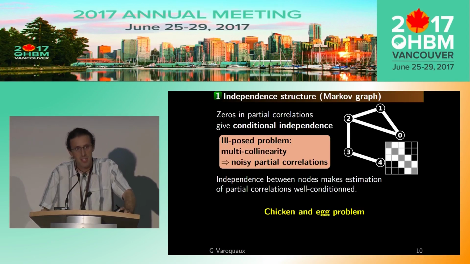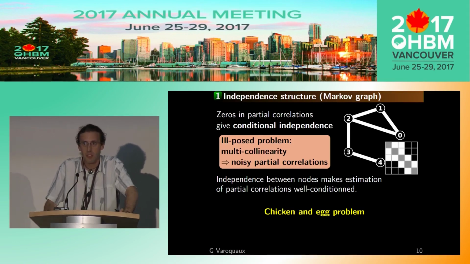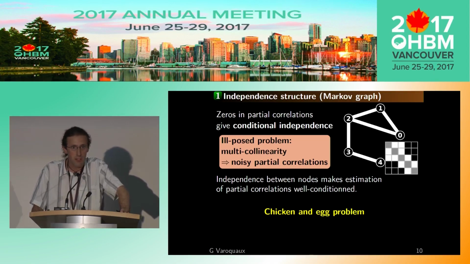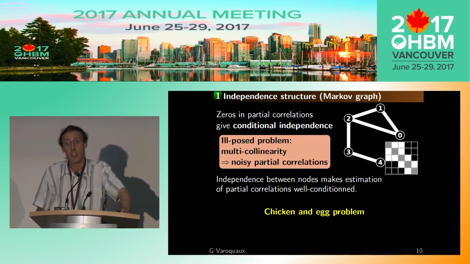Now the problem is we don't have a lot of data. So I have an extremely ill-posed problem here with 200 to 300 regions and 100 to 200 time points. I just cannot estimate those partial correlations. I have a multicollinearity problem. That said, if I know that a given region is linked to only 3 regions, then it's only those 3 regions that matter. So my 200 time points are plenty.